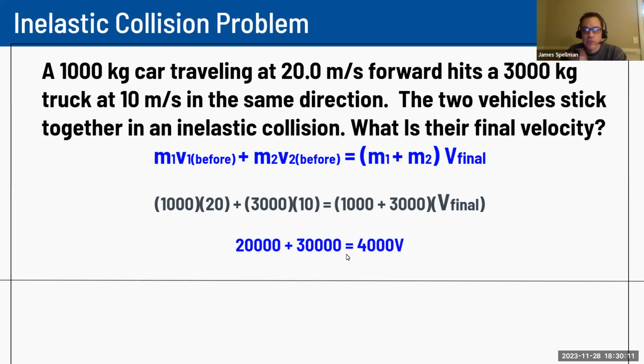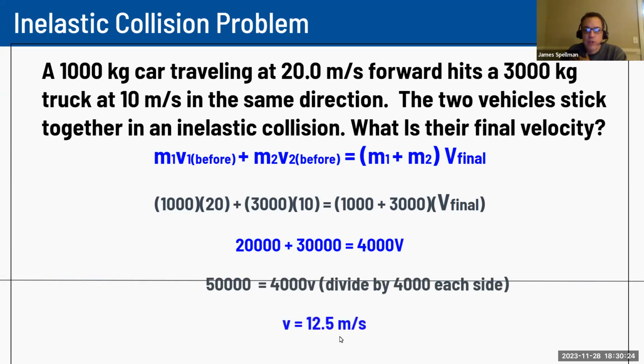We do the same thing on the left-hand side. Add these together. So 4,000 V. I need to combine my two terms on the left. And then I need to divide out the 4,000 now on the right through some algebra, and we'd get 12.5 meters per second. Again, does that seem reasonable? Well, one of them's going 20 and one of them's going 10, and so we should expect the answer to be somewhere in the middle of that if they're still going in the same direction.